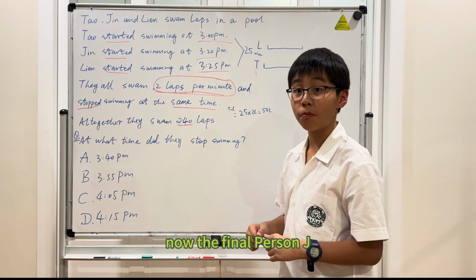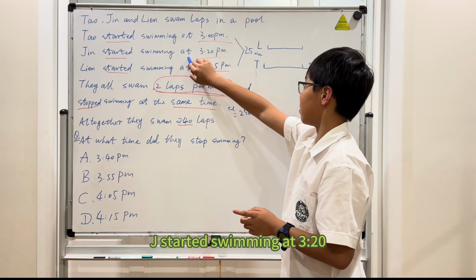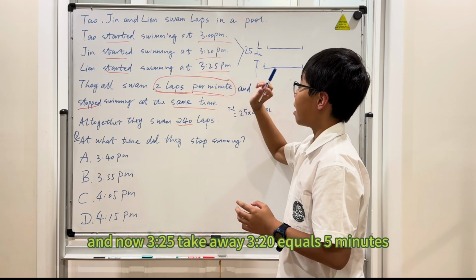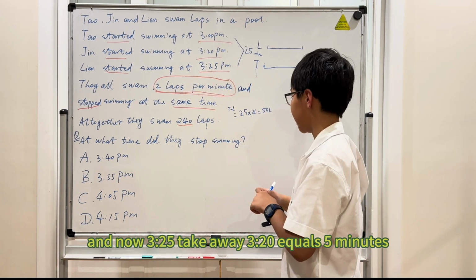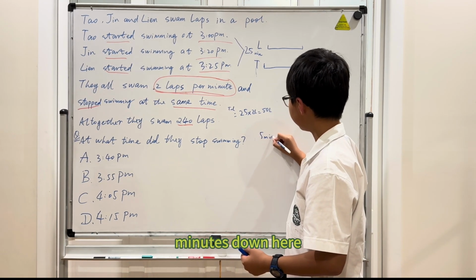Now, the final person, J. First of all, it says J started swimming at 3:20 and L started swimming at 3:25. And now, 3:25 take away 3:20 equals 5 minutes. So we can write 5 minutes down here.